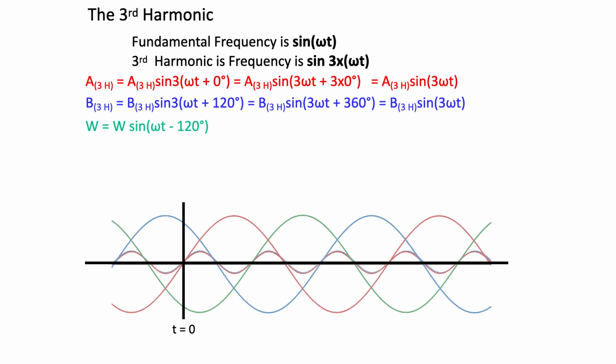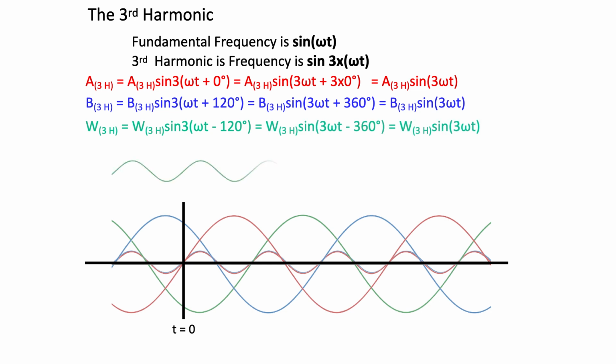The white phase is given by W3H sine 3 times omega t minus 120 degrees. Bringing the 3 times inside the frequency bracket gives us W3H sine 3 omega t minus 360. Well, 360 is still 0 degrees, so if you subtract 0 degrees, you're left with W3H sine 3 omega t. And all three of the A, B, and W third harmonics, you can see, are equal and in phase.